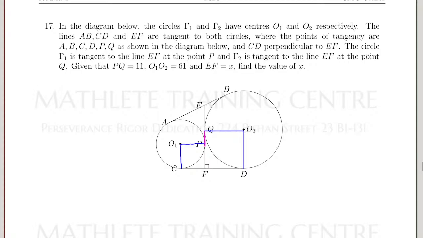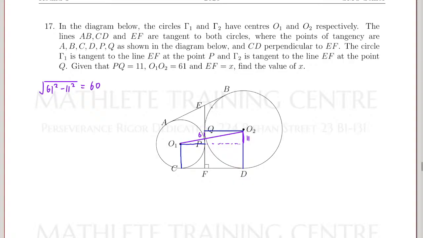Now, they tell me that PQ is 11. Okay, that's very nice. O1O2 is 61. How to use these two facts? In fact, we can find out the bottom length. Because if I know that this is equal to 61, and the 11 I can actually bring right here, 11, right? So then the bottom length is square root of 61 squared minus 11 squared. If you calculate that out, you can get 60. So this is the length at the bottom. 60.